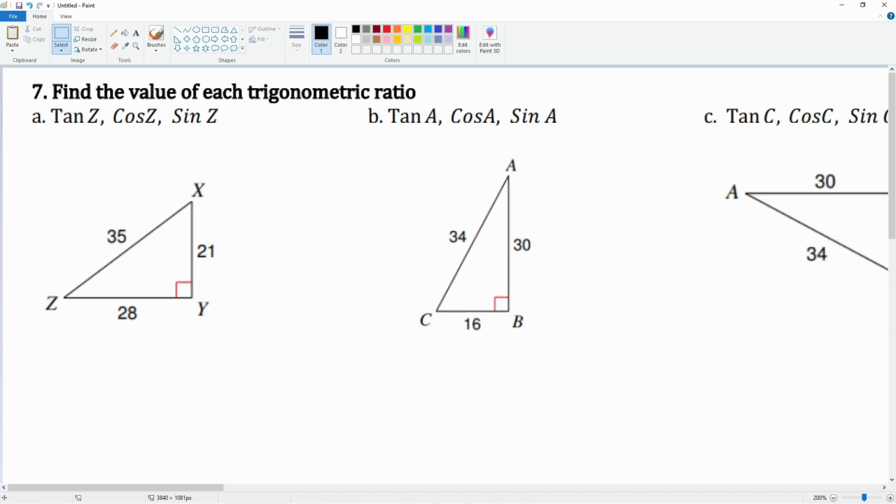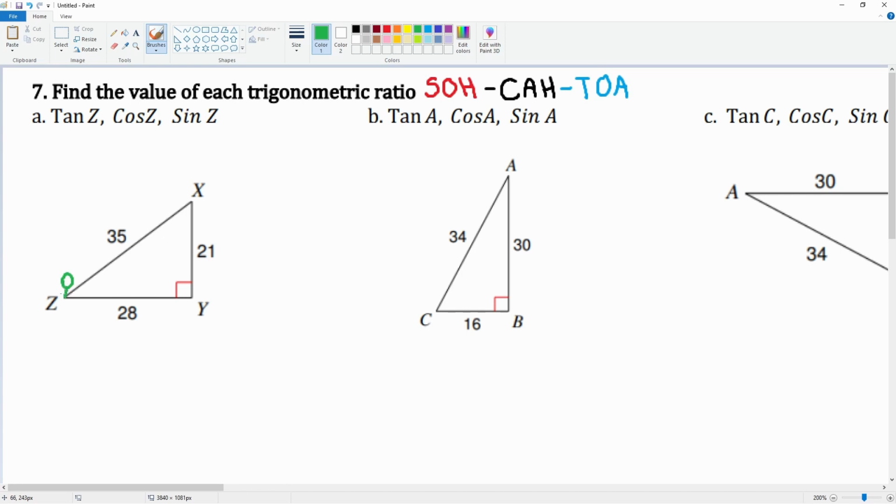All right, here we have number 7. You're asked to find the value of each trig ratio. Please understand the trig ratio is defined as SOHCAHTOA. Sine is opposite over hypotenuse. Cosine is adjacent over hypotenuse. And then your TOA: tangent is opposite over adjacent. So please remember that. All right, the first one is all from Z, so tan Z.